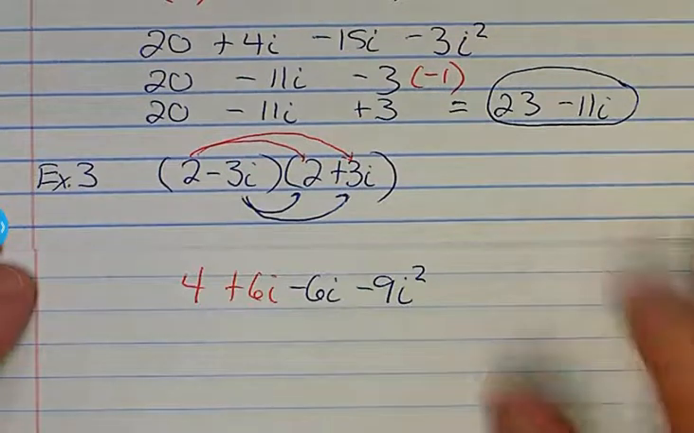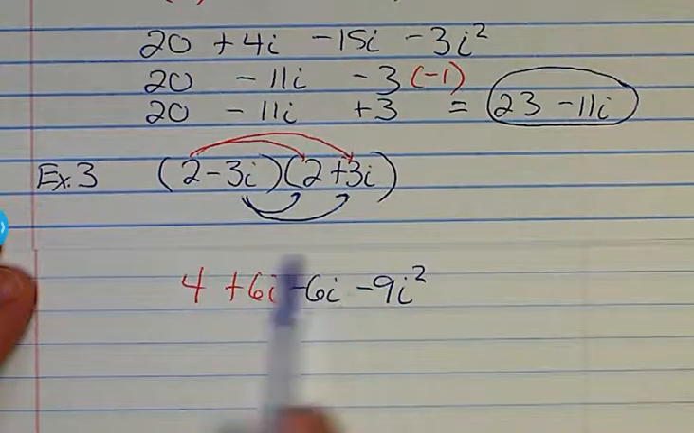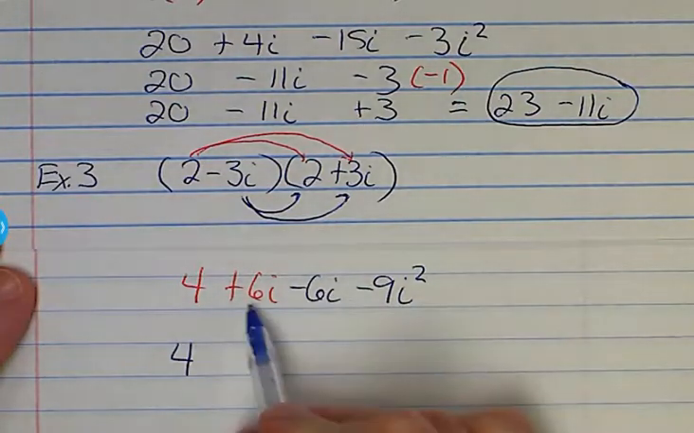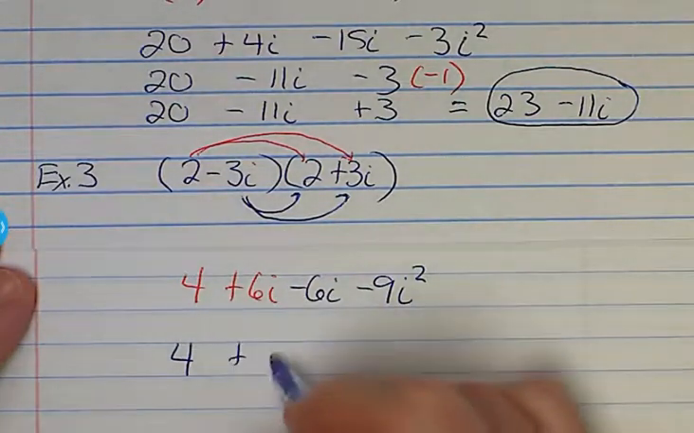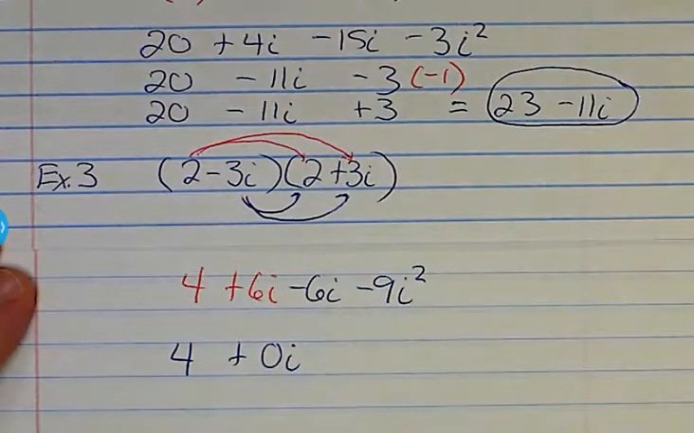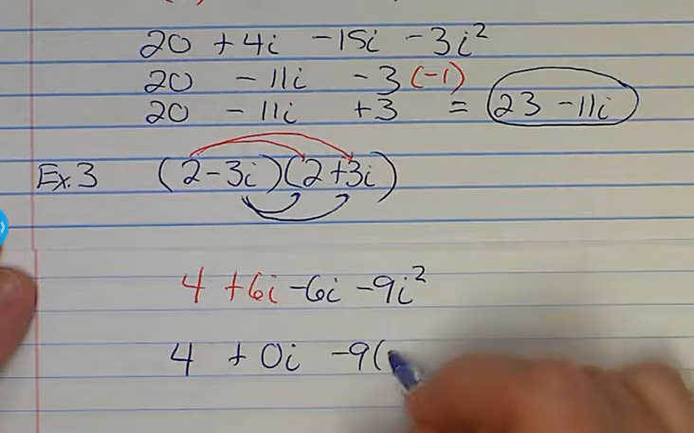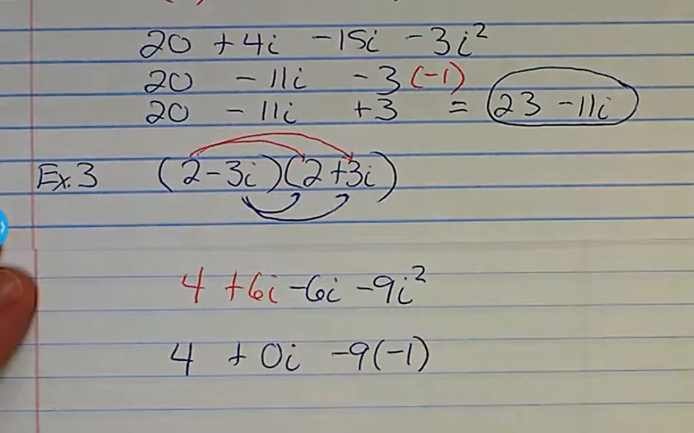Okay, and it should follow through on the same patterns. Your middle 2 numbers, you should be able to add or subtract those 2 together. So you've got the 4 here. If you do 6 minus 6, that is 0, right? We've got the 0i. We've got the negative 9 times, again, take out the i squared and replace it with negative 1.